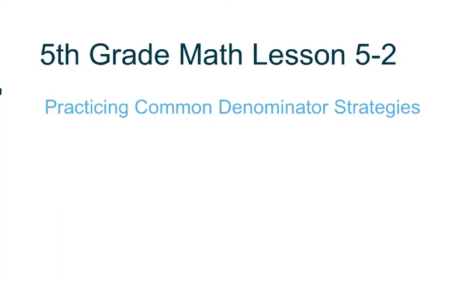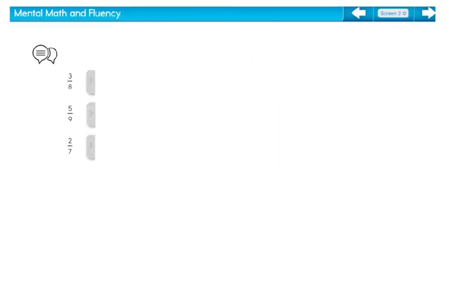In Lesson 5.2, we're going to be practicing common denominator strategies. Today we will warm up with your whiteboards, so please grab those along with your math journal number 2. I would like you to take 3/8, 5/9, and 2/7 and write equivalent fractions. So let me show you an example.